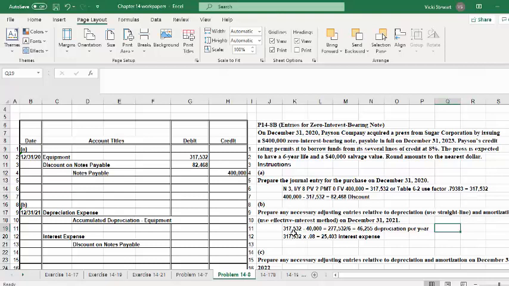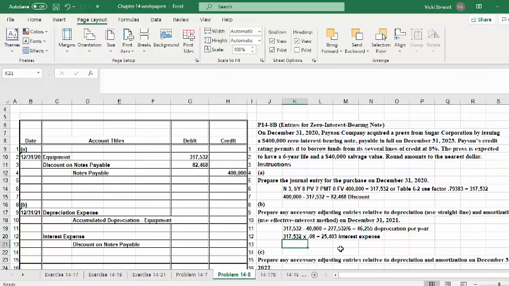The equipment was recorded at $317,532. The problem states that they expected to have a $40,000 salvage value. So the depreciable amount is $277,532. We would divide that by the useful life, 6 years, and that gives us annual depreciation of $46,255.